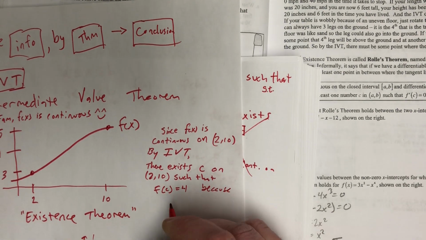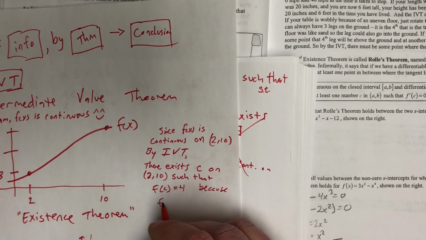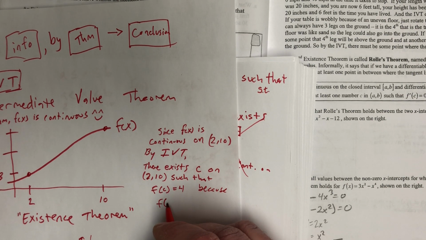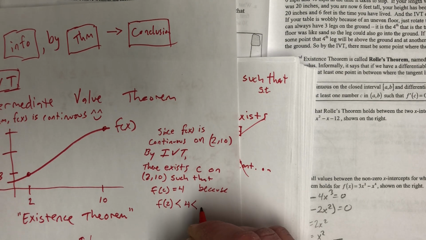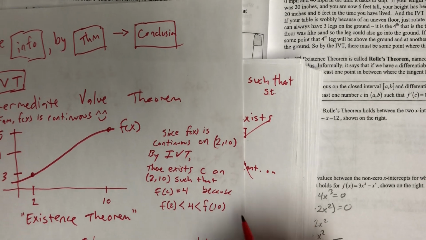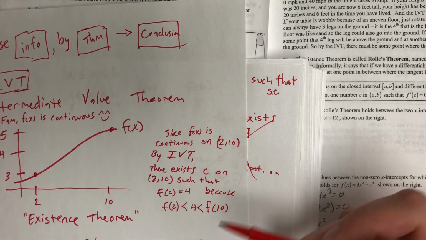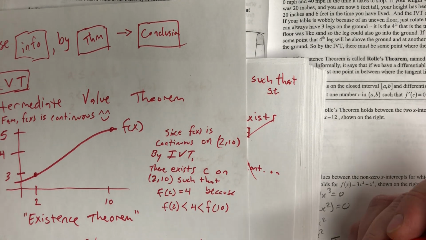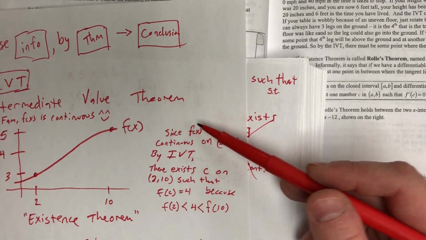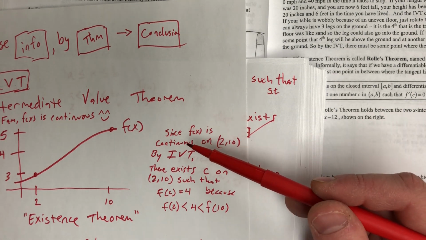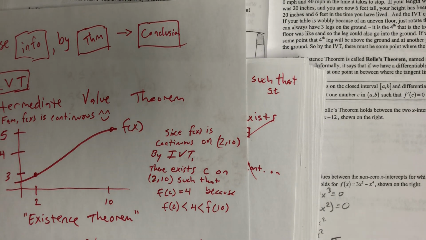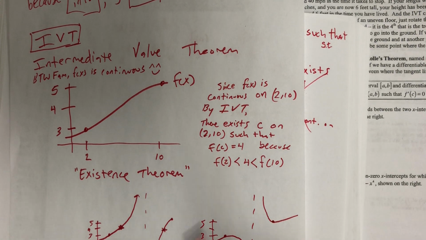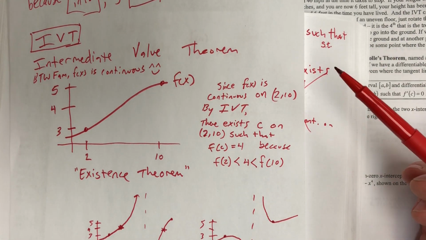because f of 2 is less than 4, which is less than f of 10. That would be one way to be like, because 4 is between the two y values. I could have said it earlier, since f of x is continuous on 2 to 10, and f of 2 is less than 4, which is less than f of 10. You generally want to say something about how the two y values are below and above.